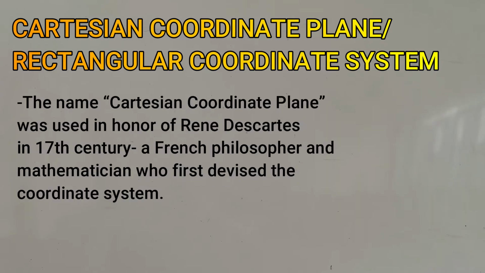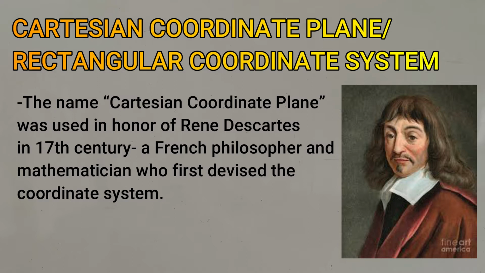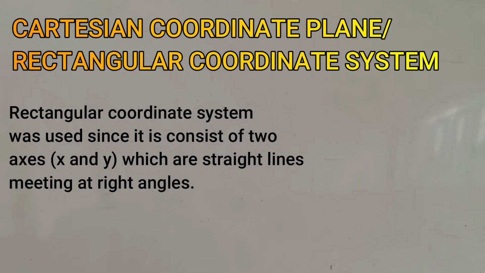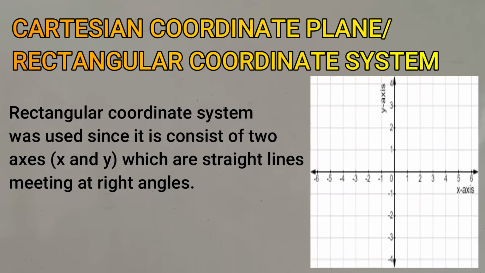So tinawag siyang Cartesian coordinate system or plane in honor of René Descartes in 17th century, who is a French philosopher and mathematician who first devised the coordinate system. Meanwhile, ginamit naman natin yung pangalan na rectangular coordinate system because it consists of two axes, the x and y, which are straight lines meeting at right angles.